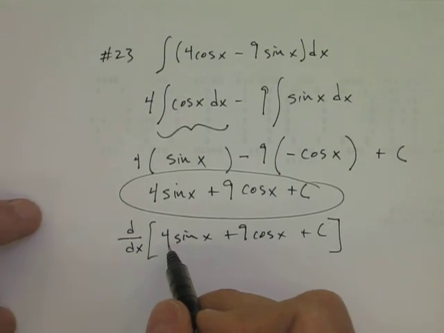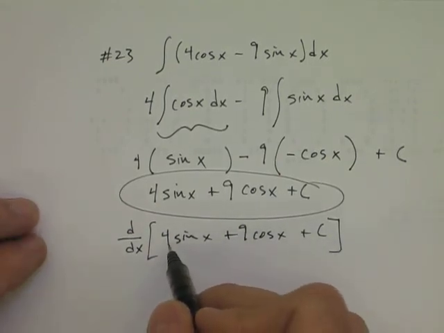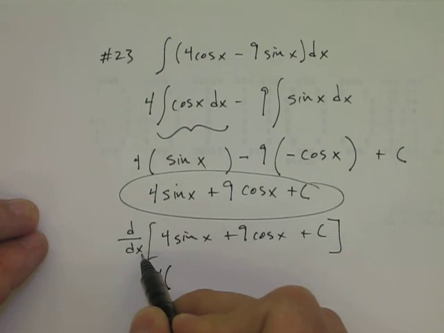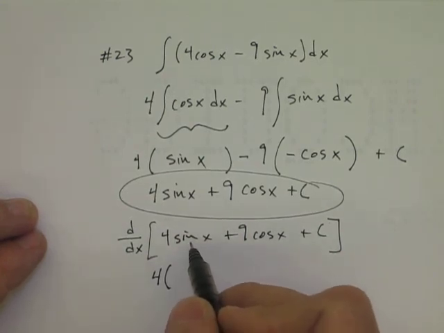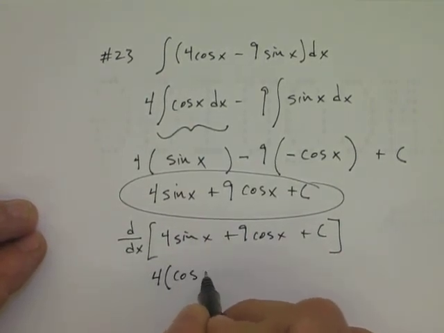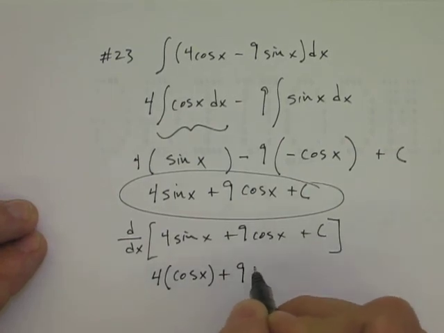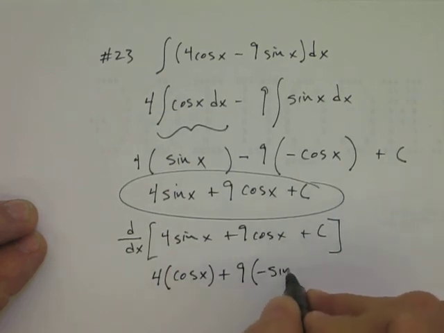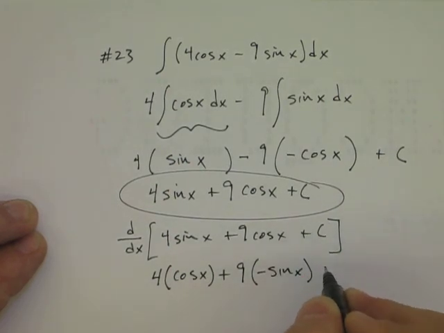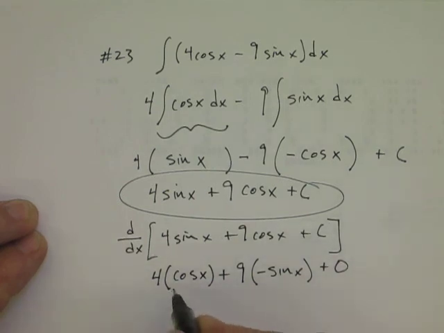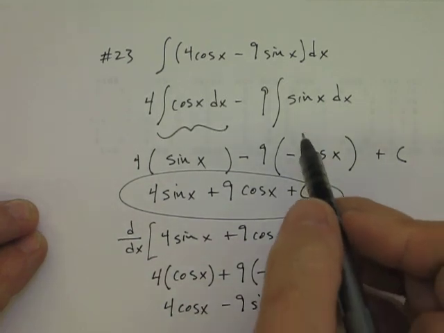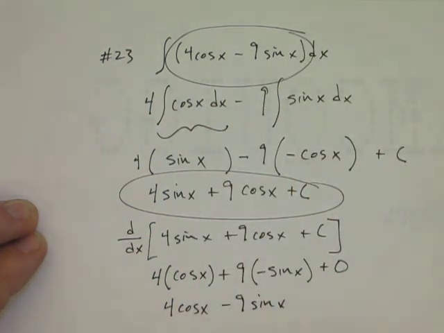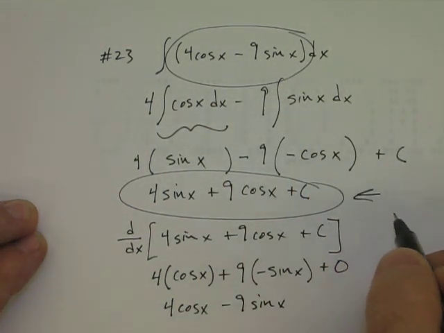We can find the derivative of each of these terms separately. 4 is a constant multiple. We pull that out and multiply times the derivative of sine x. The derivative of sine x is cosine x, plus 9 times the derivative of cosine. The derivative of cosine is minus sine x. And the derivative of a constant is 0. And so here we get 4 cosine x minus 9 sine x, which is indeed the function that we started with right here, which means that this is the correct answer.